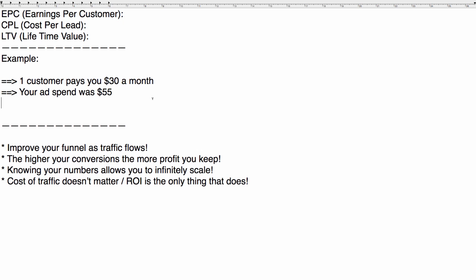And these are the only things that you actually need to focus on. I don't care what anybody says. These are the only things you need to look at, period. So here's the first thing right here. EPC stands for earnings per customer.